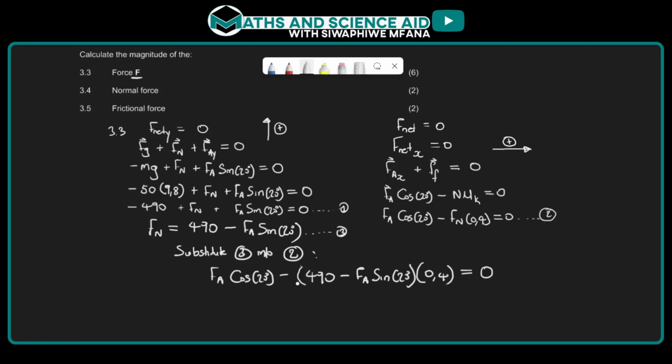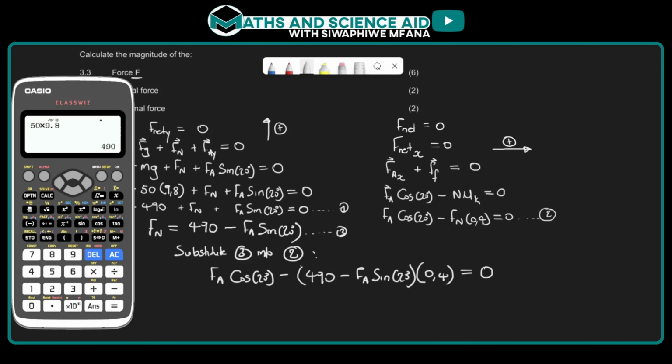All right, and so now what we are going to do, in fact, we could have done this in one of the previous steps if we wanted to, we will find the value of cosine of 20 degrees. So let's whip out our calculator.